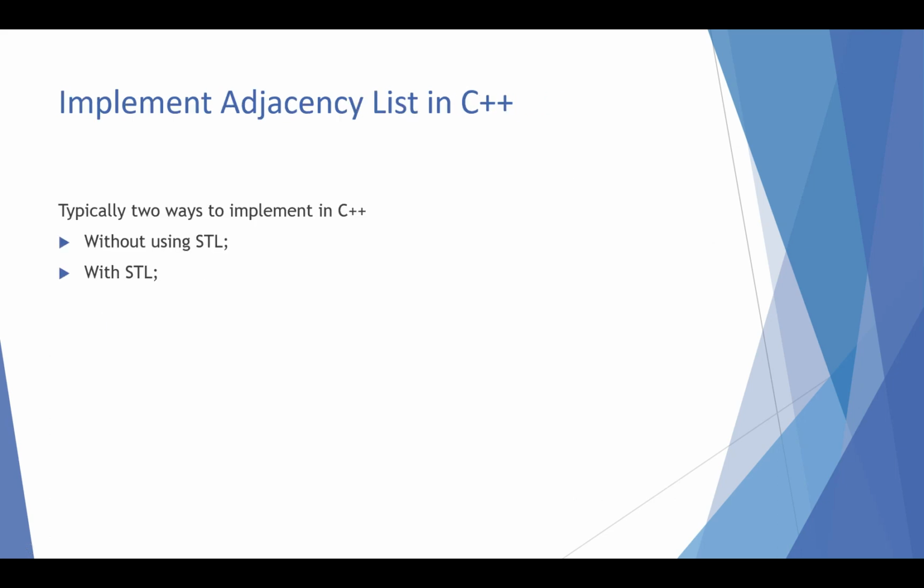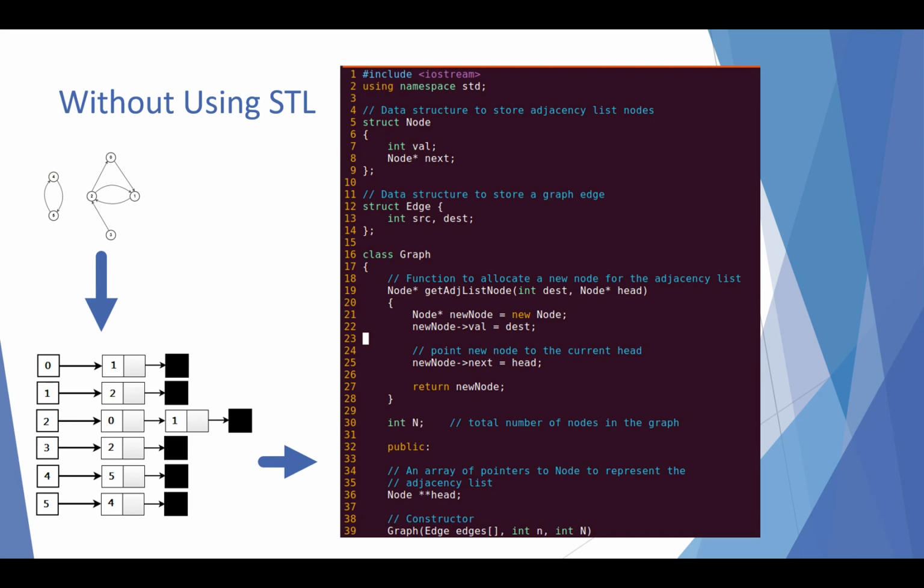In C++, when we implement this adjacency list, typically we have 2 ways. One is using the STL. The other is without using the STL. We will first introduce how to implement it without using the STL. Without using the STL, we have to make sure we declare all the nodes. In this one, we have 6 nodes. When we implement it, we have to declare a structure called node.